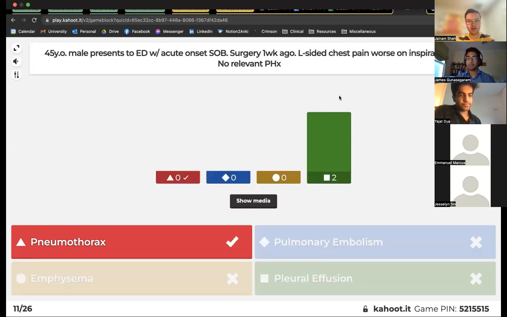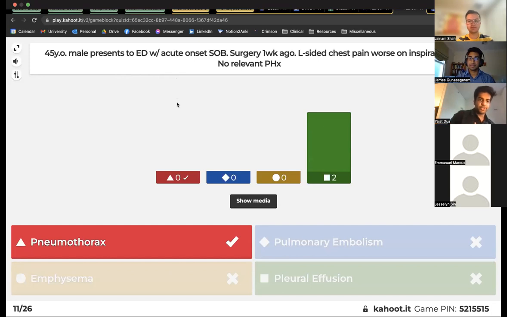Cool. Okay, so we've got pneumothorax. Does someone want to explain this one? Yep. Sorry, this was my bad. I didn't put the answers on the Google Doc where we're making it. So the actual answer is pulmonary embolism. My bad. So what this is trying to get at is Virchow's triad, right?